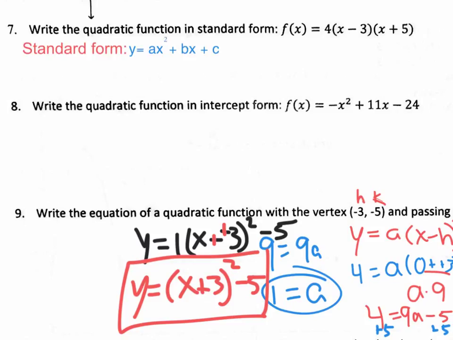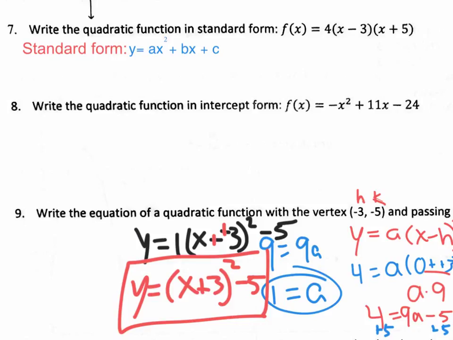So there's our standard form equation. And as you could see, this is in intercept form, and this is standard. Standard does not have parentheses like this does over here. So we need to get rid of those parentheses. How are we going to do that? We're actually just going to simplify it by distributing.